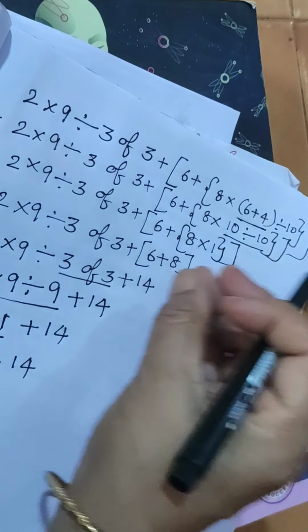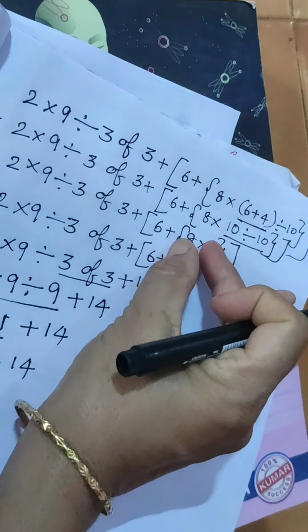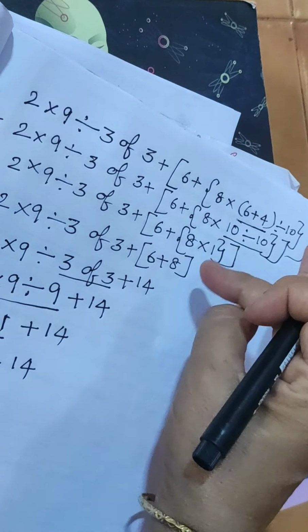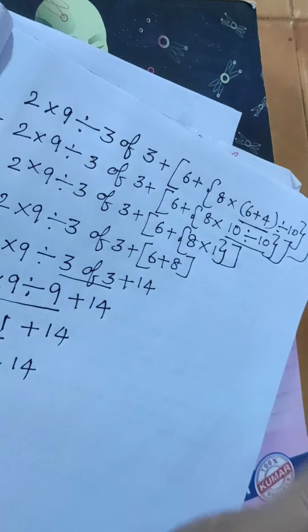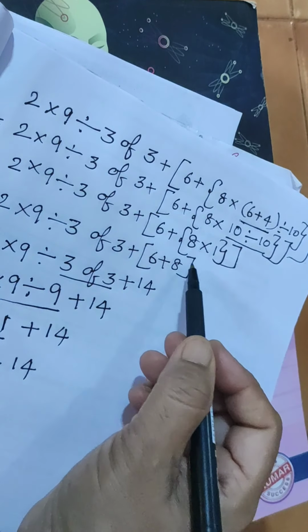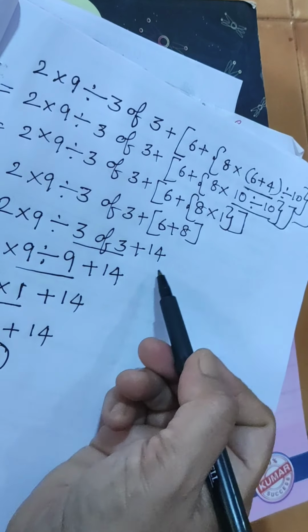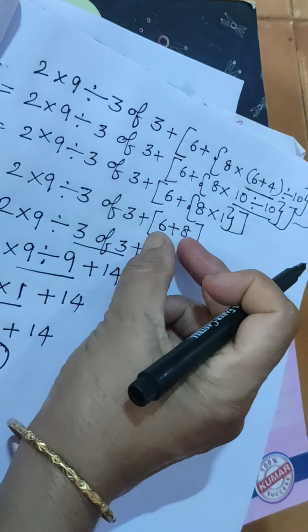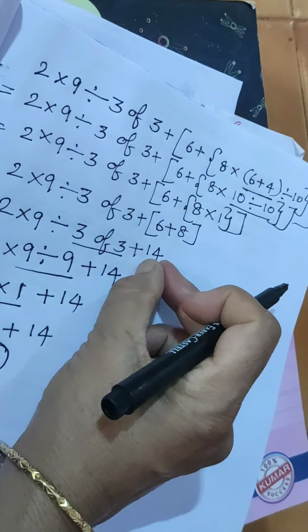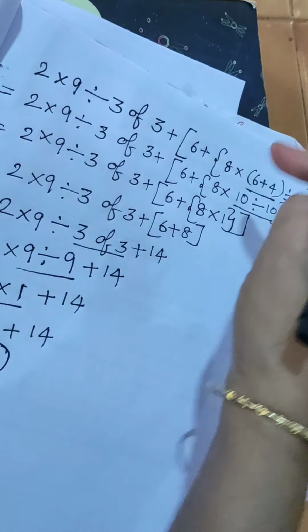Once the operation gets over, remove the bracket. 8 multiplied by 1 is equal to 8. Now remove the curly bracket. Now this square bracket. Square bracket 6 plus 8. 6 plus 8 is equal to 14. You got the answer. Then again remove the square bracket.